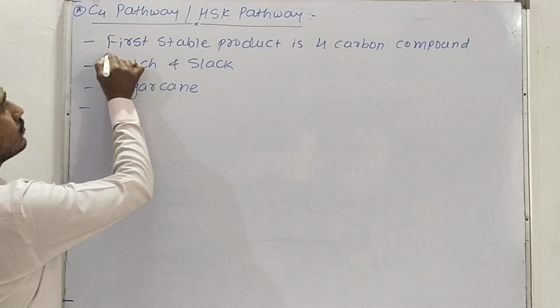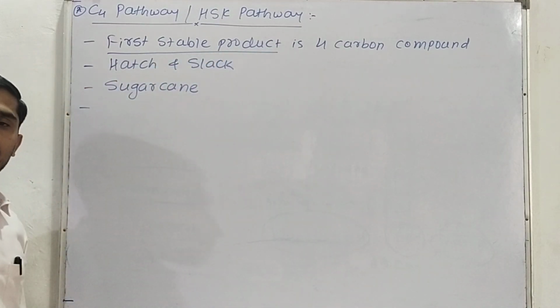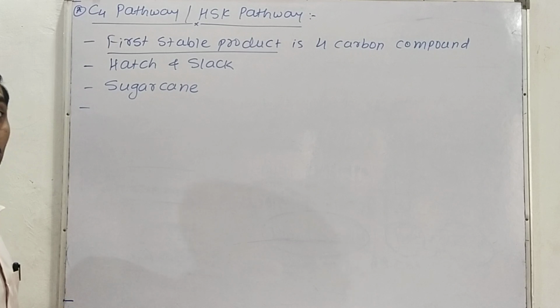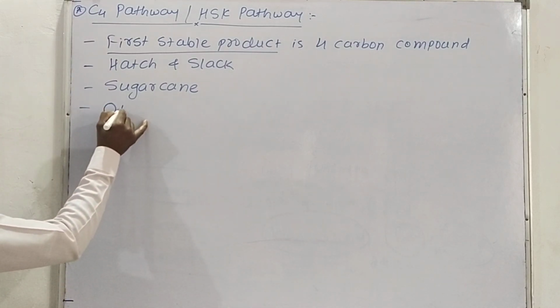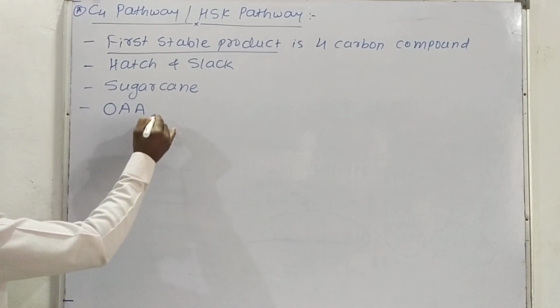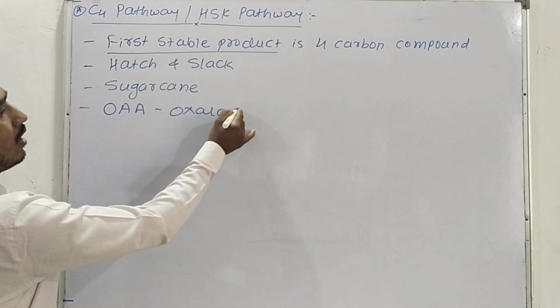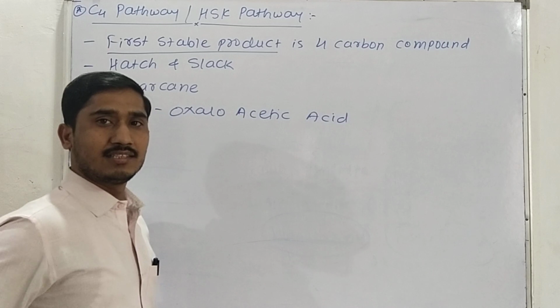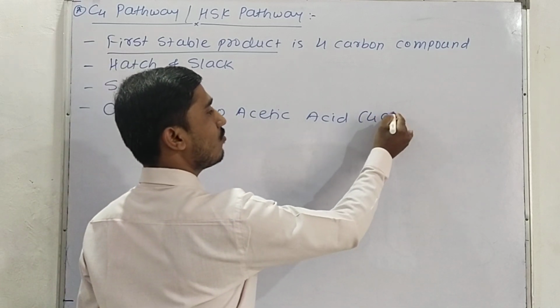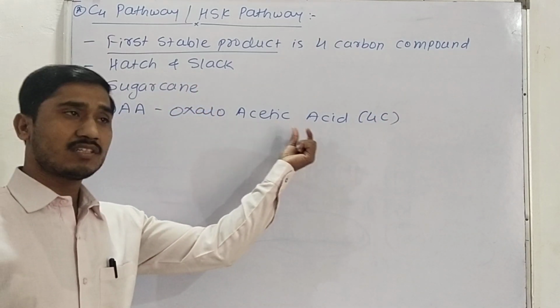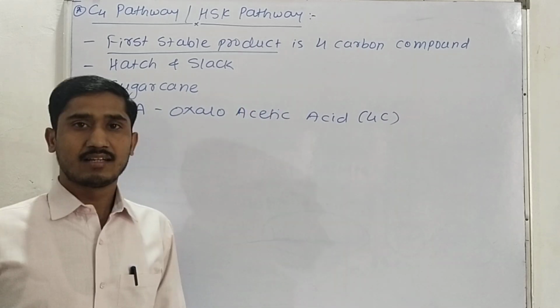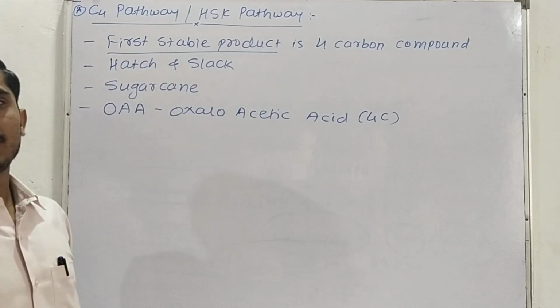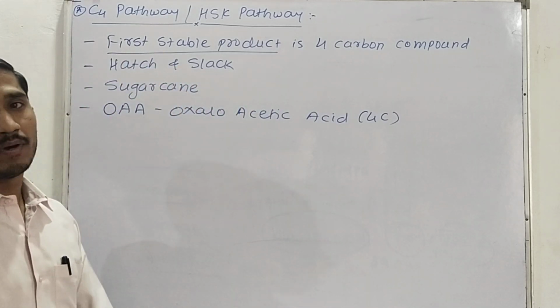Here I used the words first stable product is a 4 carbon compound, which is this. This is nothing but OAA, that is oxaloacetic acid. Oxaloacetic acid is the compound having 4 carbons, and it is the first stable product during this cycle. That's why it is called the C4 cycle as well as the C4 pathway.